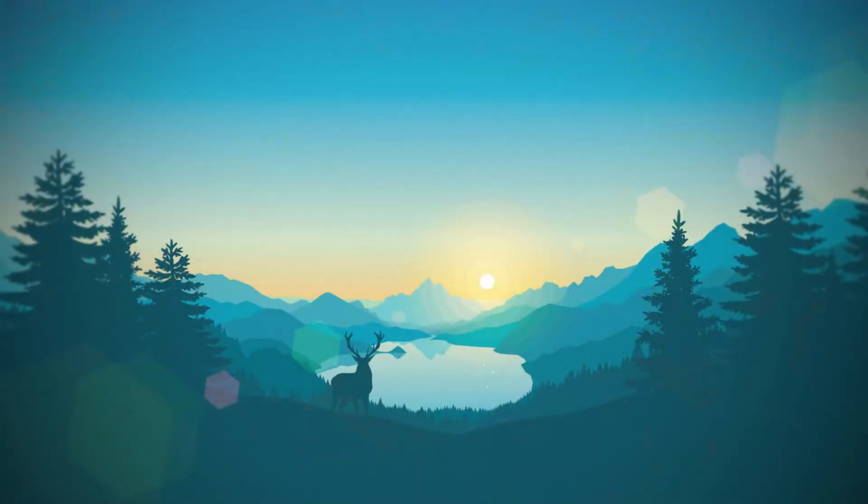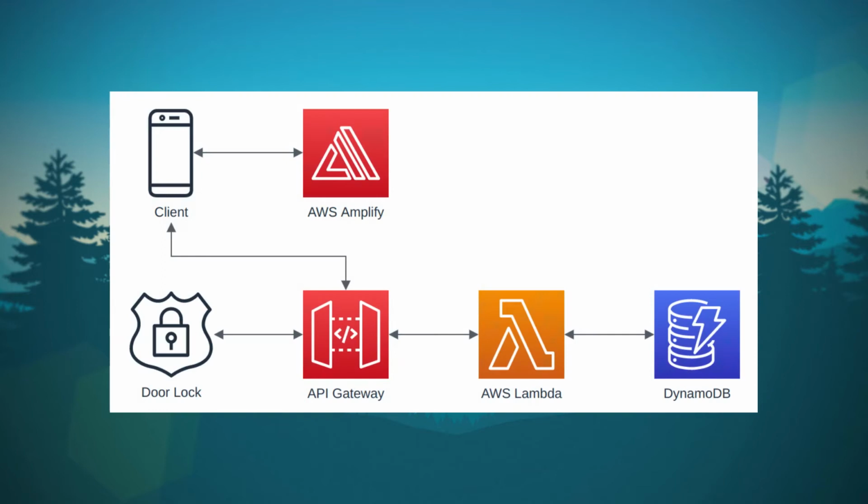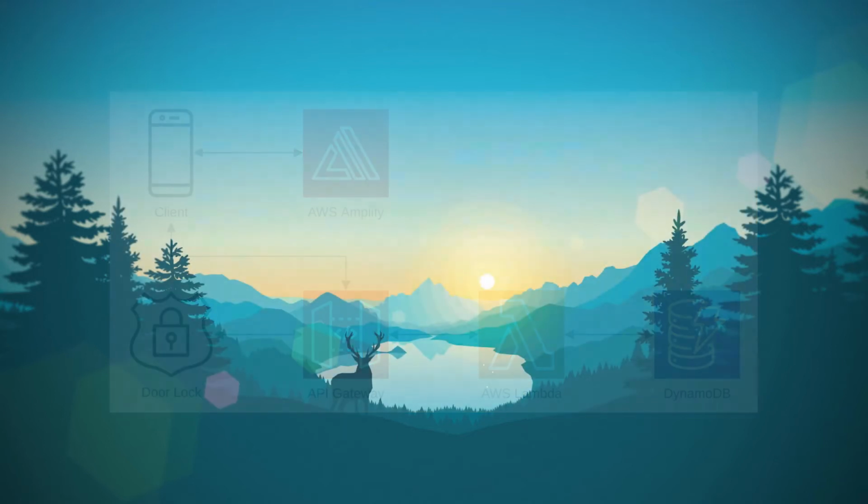The cloud infrastructure for this project was fairly simple. The client pulls the JavaScript app from AWS Amplify, and then the lock itself and the client both go through the API Gateway to call on AWS Lambda functions and interact with various elements stored in the DynamoDB database.